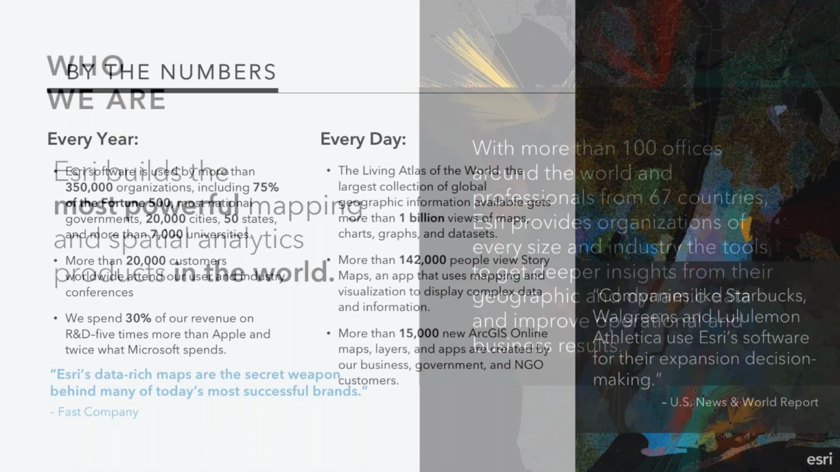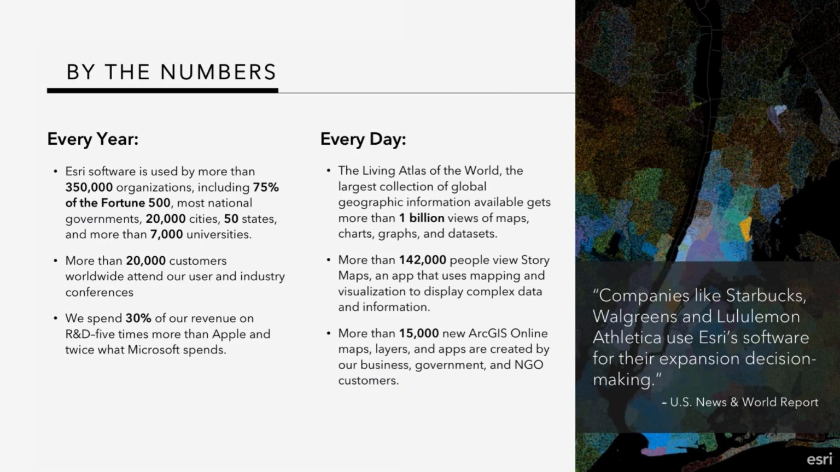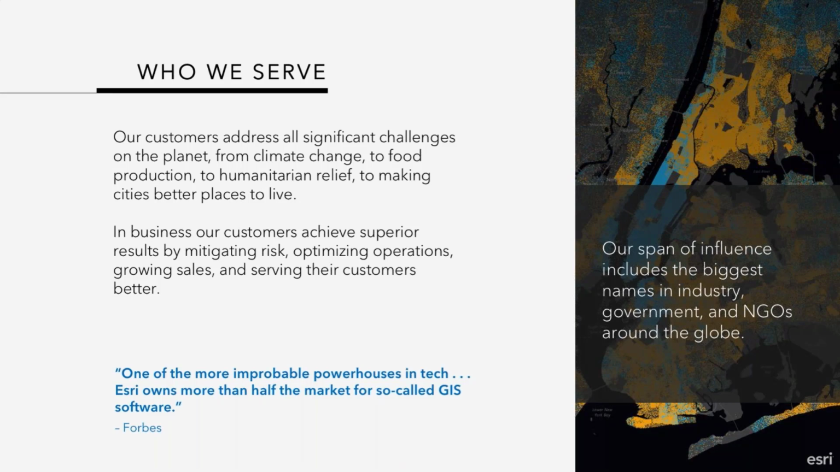Esri software is used by more than 350,000 organizations around the world. 75% of Fortune 500 companies use our platform every day. And approximately 30% of our revenue every year is put back into research and development, which is a significant amount within the technology sector. Customers use our software to address various challenges ranging from food and agriculture production, improving business operations and supply chain efficiency, responding to global humanitarian relief, and improving quality of life in cities and communities all over the world.